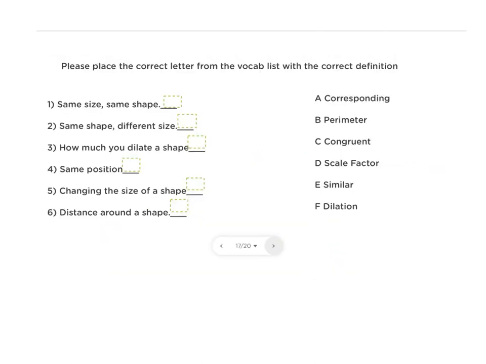Number 17, we start with our vocabulary. Same size, same shape is congruent. So that's C. We can cross them off as we go. Same shape, different size, that is similar. How much you dilate a shape is called the scale factor. Same position is corresponding, so that's letter A. Changing the size of a shape is a dilation, so that's F. And the distance around the shape is the perimeter, that is B.